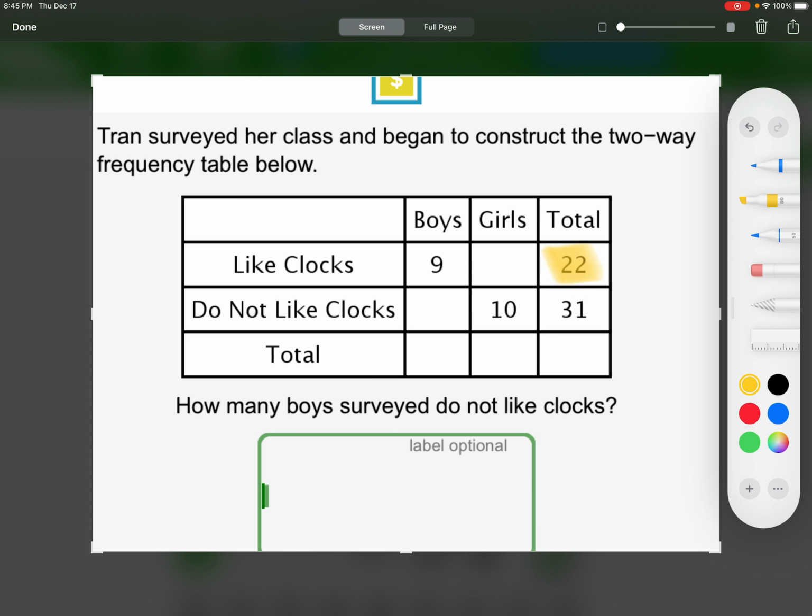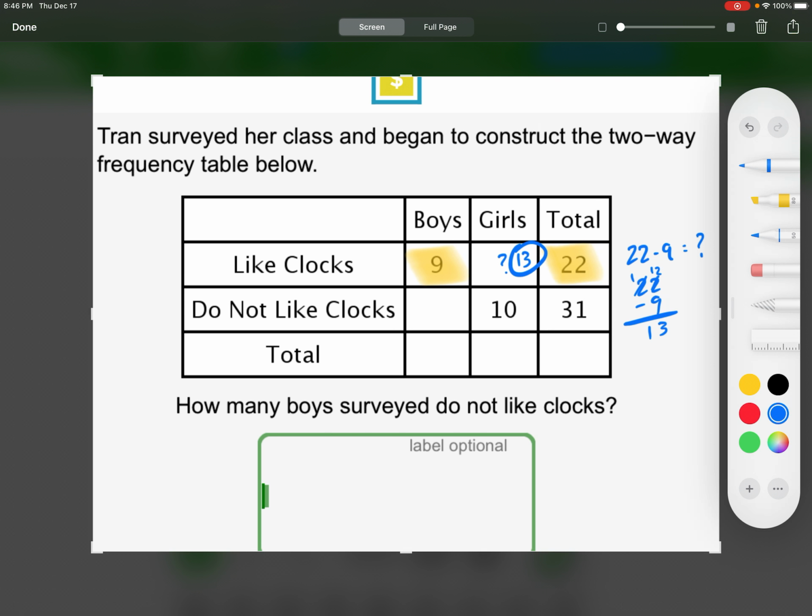So like this number is already given to you and this number is given to you, so you should be able to find this one pretty easily because, well, if 9 plus the question mark is 22, then how about 22 minus 9 is the question mark? So 22 minus 9. Let's see, we have to borrow and make this a 12, so 13. So 13, right? No calculator needed.